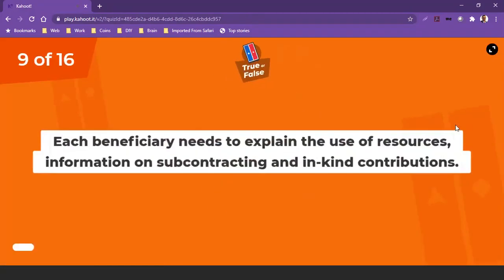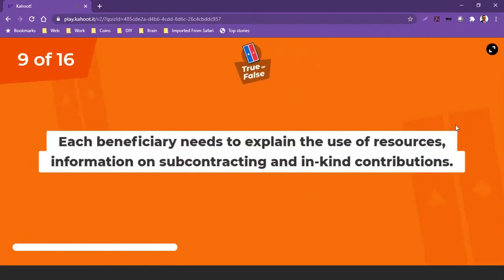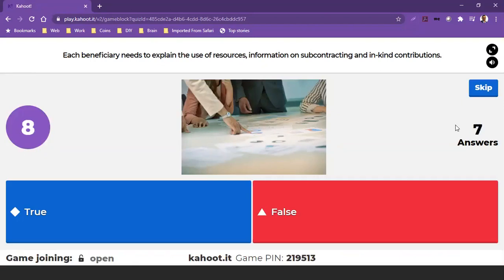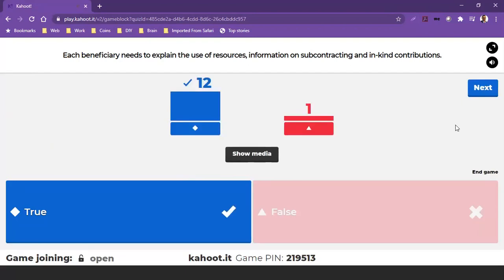True or false? Each beneficiary needs to explain the use of resources, information on subcontracting and in-kind contributions. True or false? Very good. So each beneficiary is always responsible for his actions, so they need to submit and explain what resources they used and other information of how they use the resources.